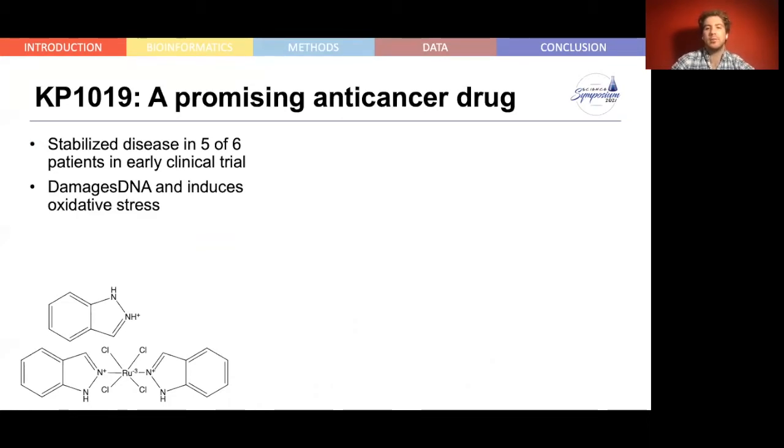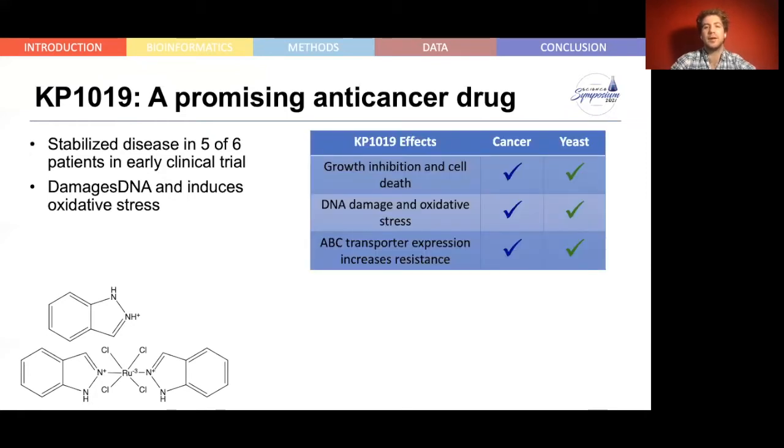In the Hansen lab, we chose to use Saccharomyces cerevisiae as a model organism due to the number of similarities they share with mammalian cancer cells. In both cell types, KP1019 has been shown to inhibit growth and cause cell death through DNA damage and induced oxidative stress. Furthermore, in both cell types, we can see that ABC transporter expression leads to increased resistance to treatment.